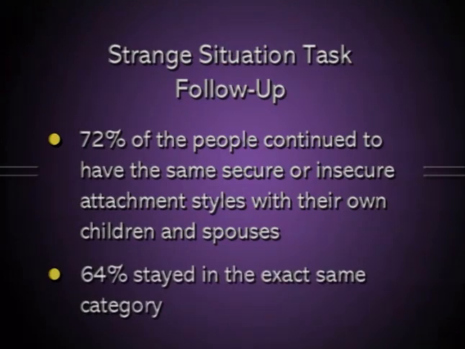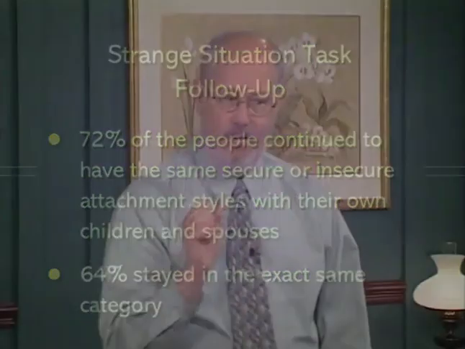If they were anxious ambivalent when they were babies, they had an attachment style with their kids that showed an anxious ambivalent style with their own kids. If they were avoidant as babies, they had an attachment style that showed that they were avoidant with their own kids. However, 72%, 64% isn't the entire sample. There are a lot of people who did not stay in the same attachment style, that switched. And so they wanted to try to understand which people would switch.